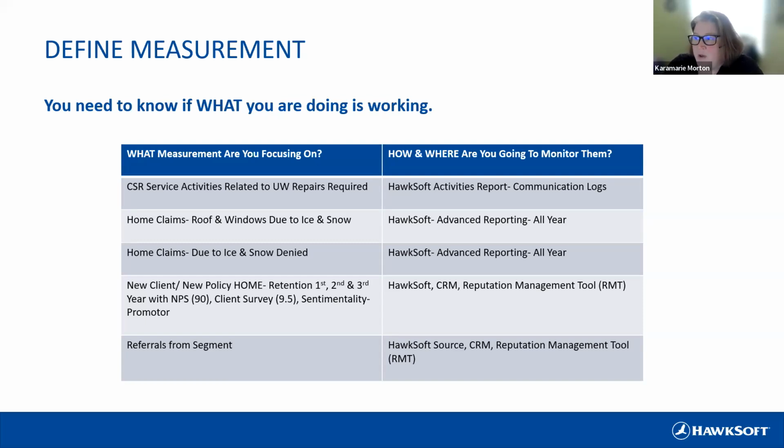Home claims. We wanted to look at home claims, roof and windows due to ice and snow. So we use Hawksoft Advanced Reporting. We check this all year round because we all know that when people start receiving education as to how a claim works and what is actually covered, there's always going to be late claims, or there's going to be a claim that's put in some way, somehow.